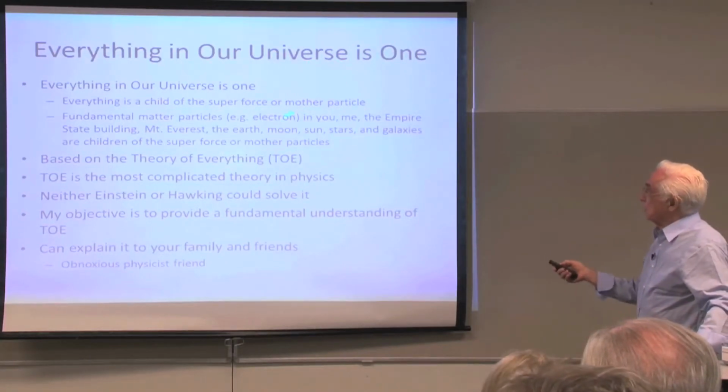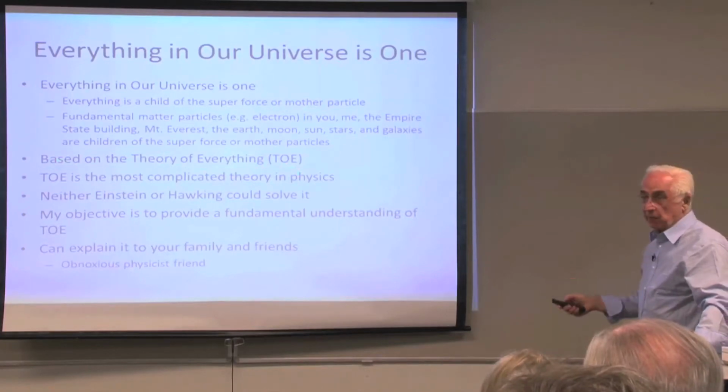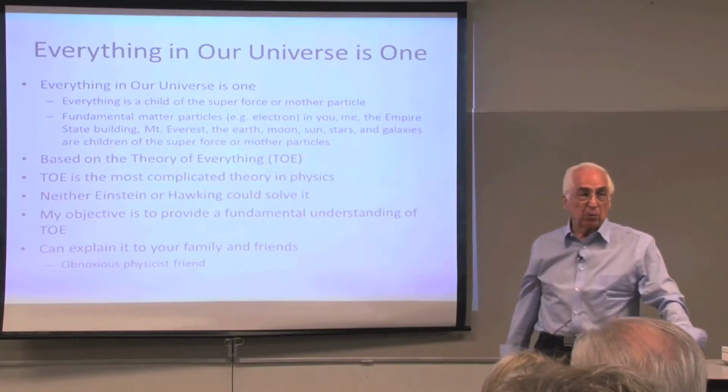Everything in our universe is one is based on a theory of everything, which is the most complicated theory in physics. Both Einstein and Hawking worked on the theory of everything, and they were not able to solve it, even though they spent most of their lives working on it.